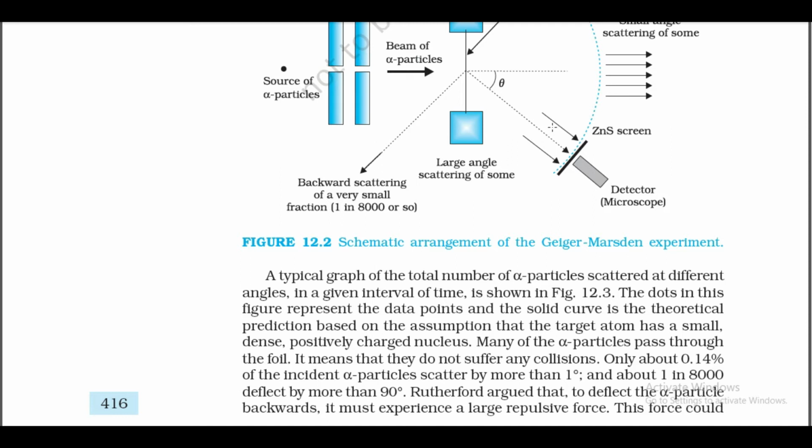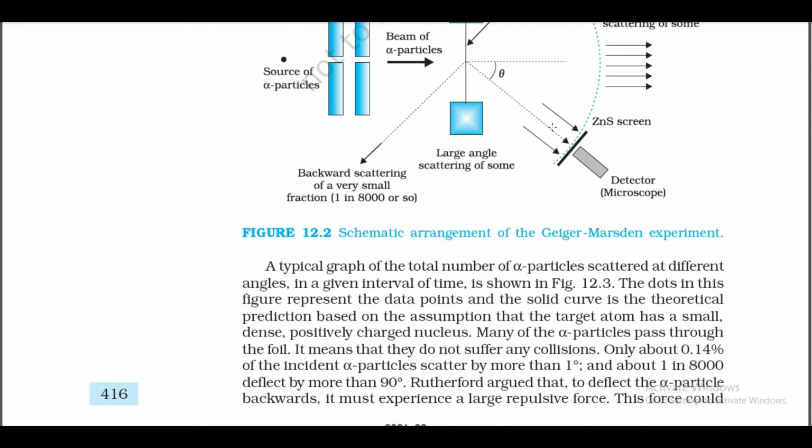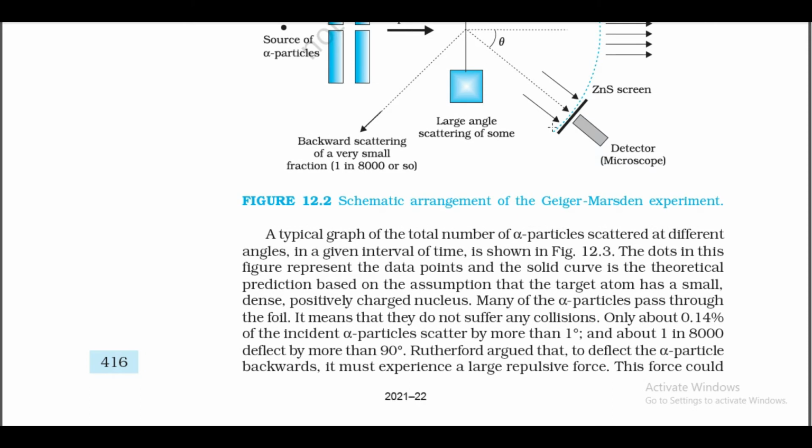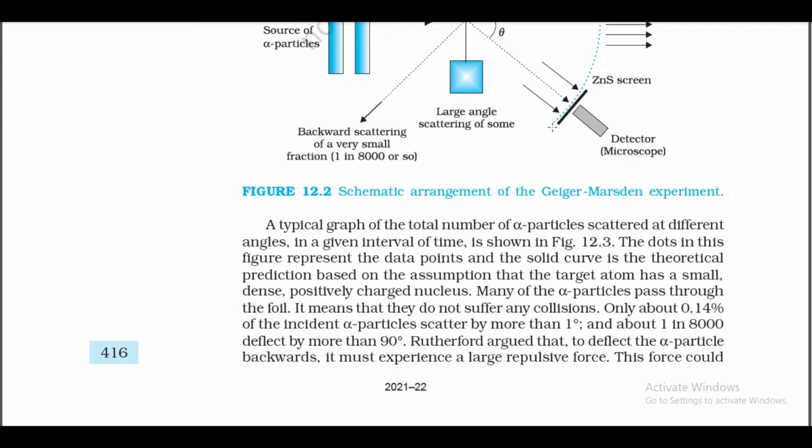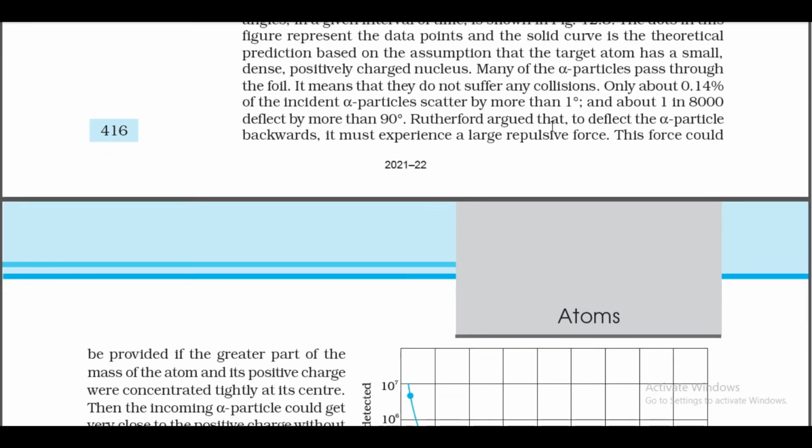Many of the alpha particles pass through the foil. It means that they do not suffer any collisions. Only about 0.14% of the incident alpha particles scatter by more than 1 degree, and about 1 in 8,000 reflect by more than 90 degrees. Rutherford argued that to deflect the alpha particles backwards, it must experience a large repulsive force.